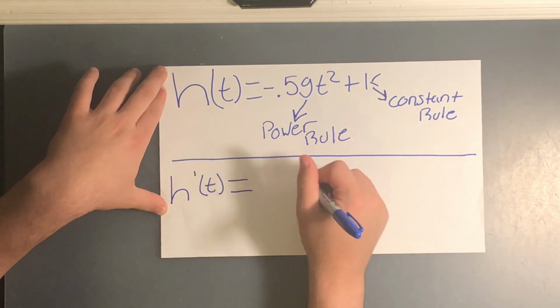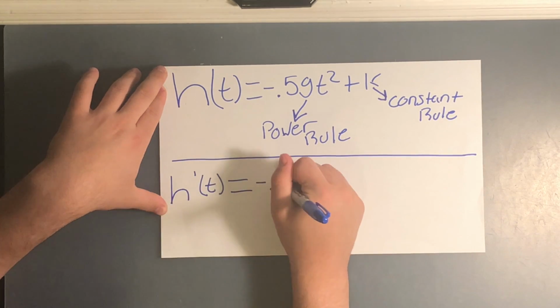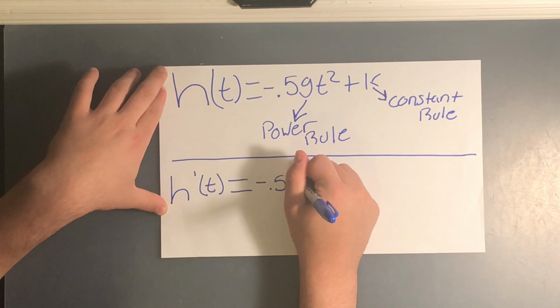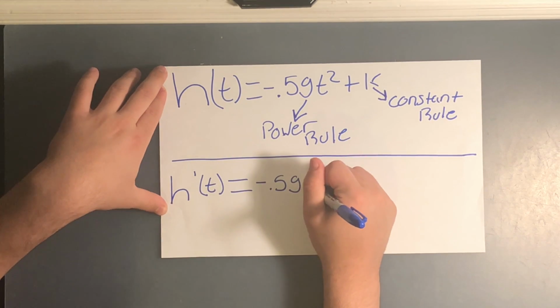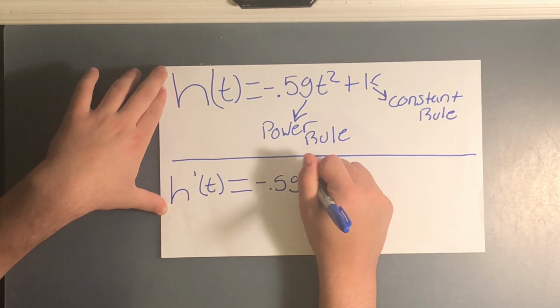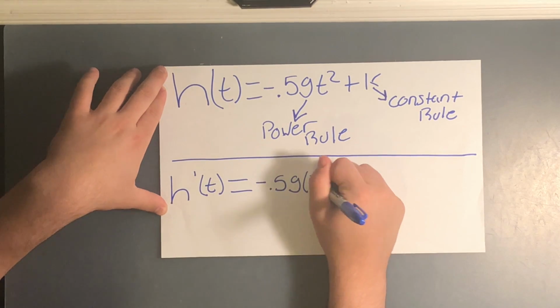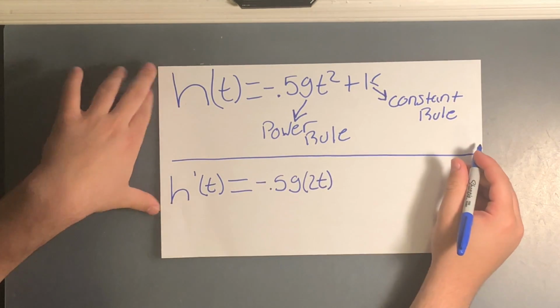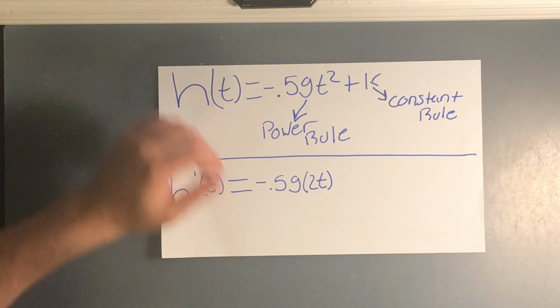So when applying the power rule, all you do is you take whatever the exponent of that variable is and subtract 1 from it, so it would be 2 minus 1, and then you bring the original exponent down and multiply it by that variable, so it ends up becoming 2t to the power of 1.